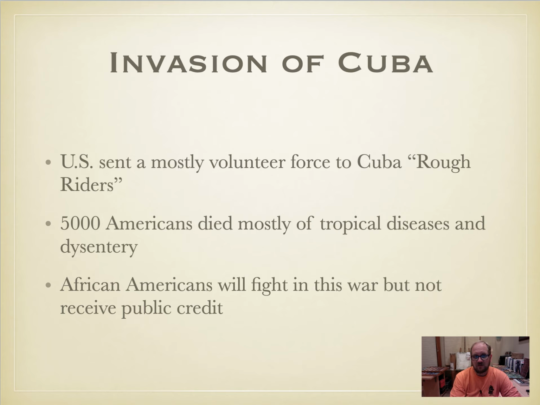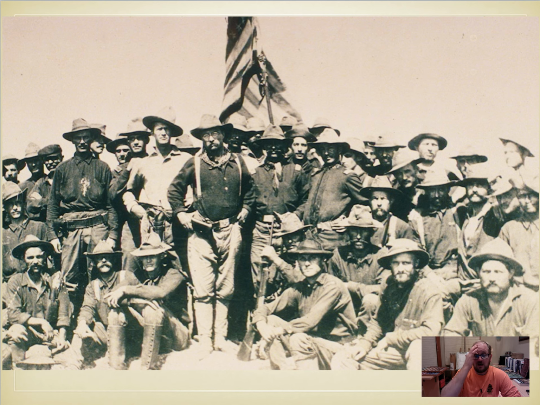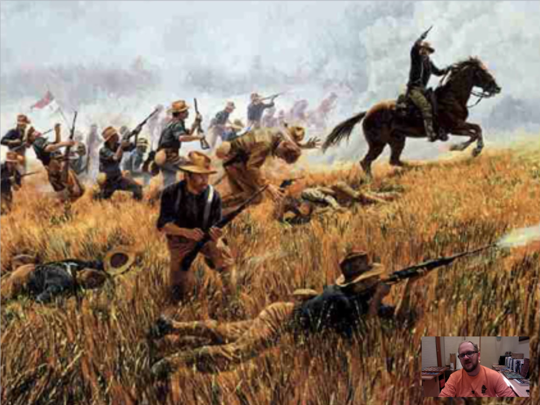Over 5,000 men will actually die of either dysentery or tropical diseases like yellow fever and typhoid from these elements. Also in this war, we're going to see a large number of African Americans fighting, obviously not receiving any real public credit. And then we see Theodore Roosevelt as a Rough Rider catapulting his political career once he returns home from this war. And he makes this famous charge up San Juan Hill.